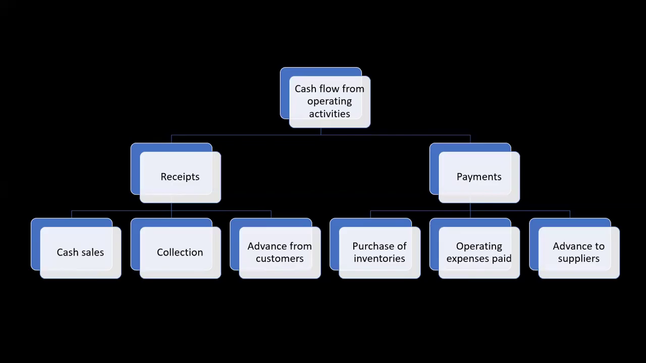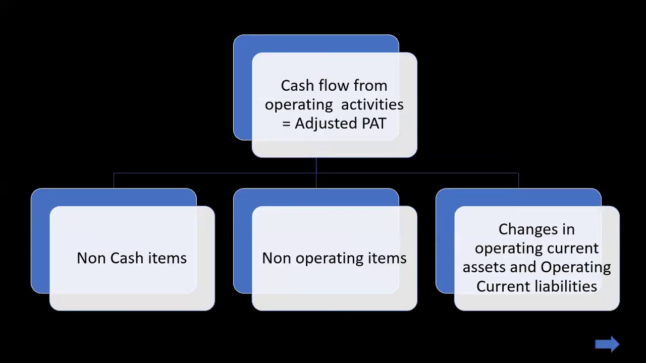But Ind AS 7 recommends that CFO should be derived by the indirect method. In the indirect method, there's a question that it answers: why is CFO different from PAT or profit? So CFO under the indirect method is an adjusted profit. Here I'm taking adjusted PAT. It can be any profit. You can derive a CFO by adjusting EBIT or EBITDA or PAT.